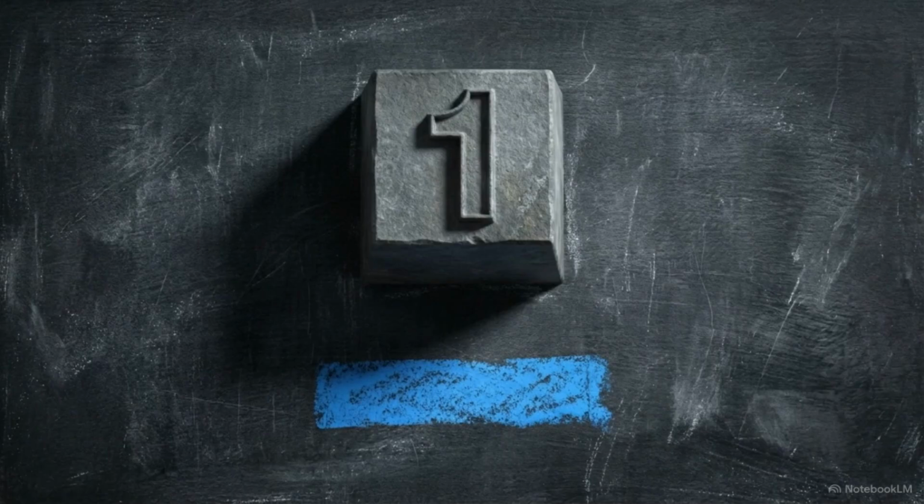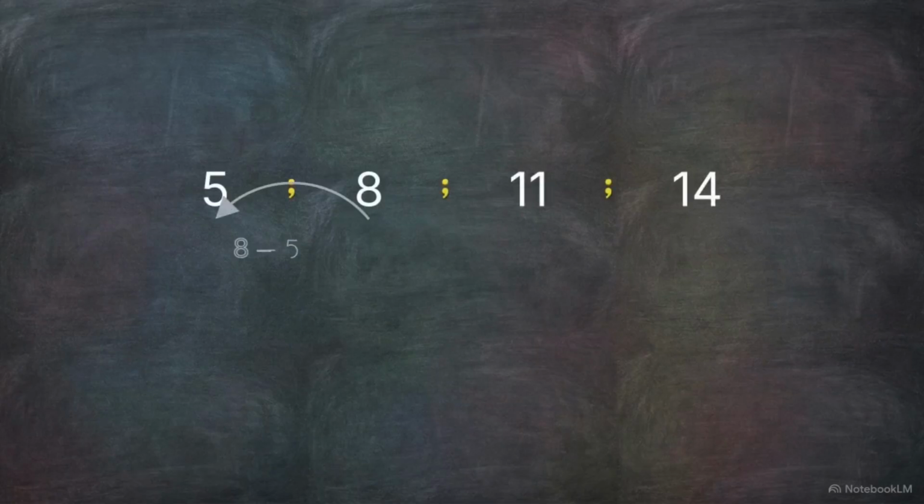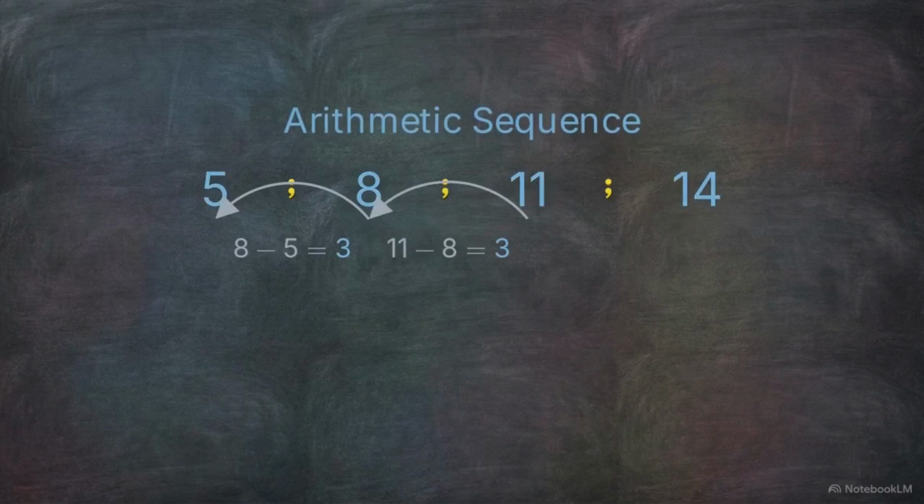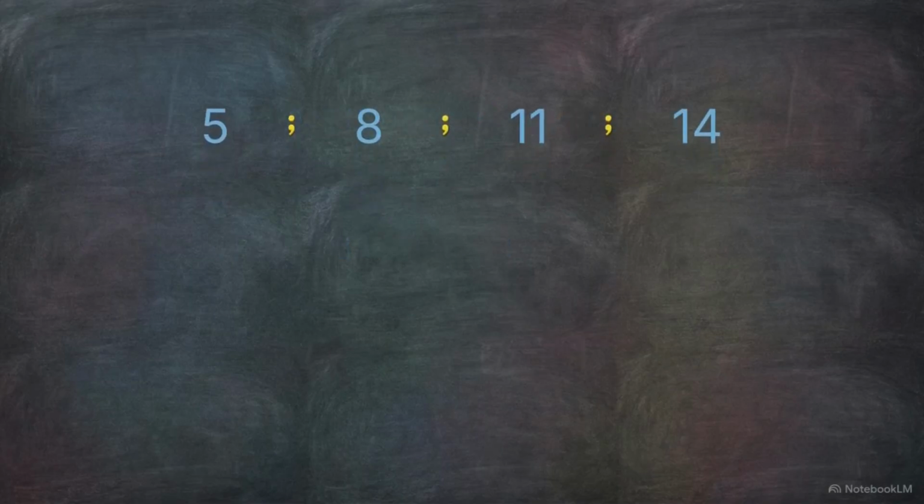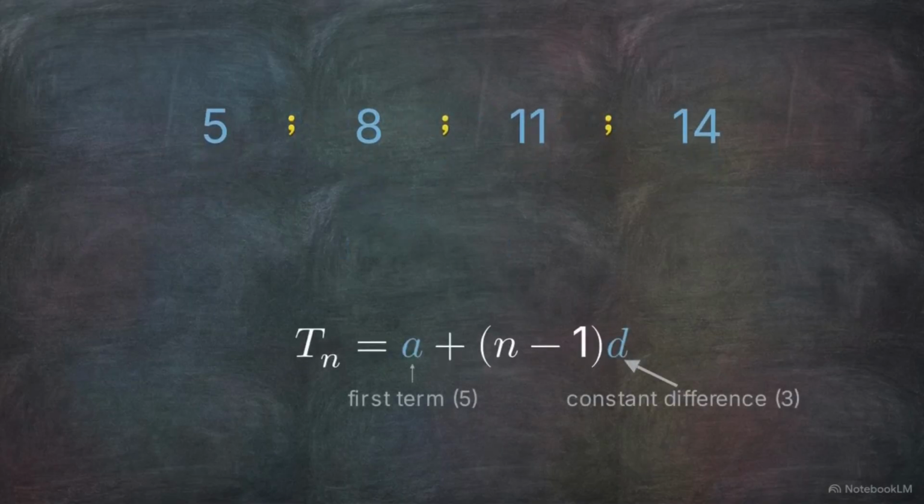Step 2. Your first mathematical test is always to check for a constant first difference. Subtract term 1 from term 2, then term 2 from term 3. If that subtraction gives the exact same number every time, it's an arithmetic sequence. Now, safely apply this exact formula to find future terms.